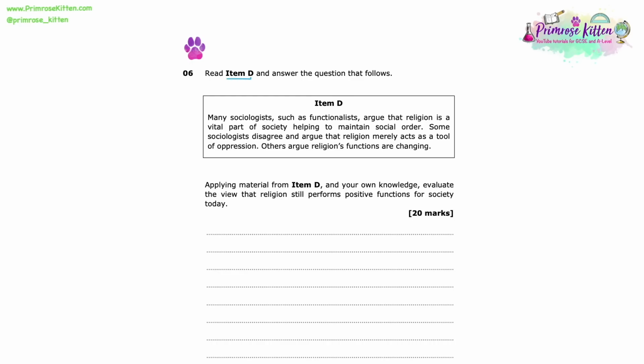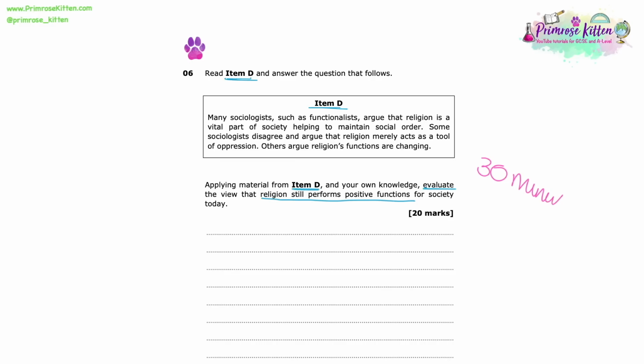Read item D and answer the question that follows. Item D. Many sociologists, such as functionalists, argue that religion is a vital part of society helping to maintain social order. Some sociologists disagree and argue that religion merely acts as a tool of oppression. Others argue religion's functions are changing. Applying material from item D and your own knowledge, evaluate the view that religion still performs positive functions for society today. 20 marks. Reminder, as always, that you are going to spend around about 30 minutes answering this question.